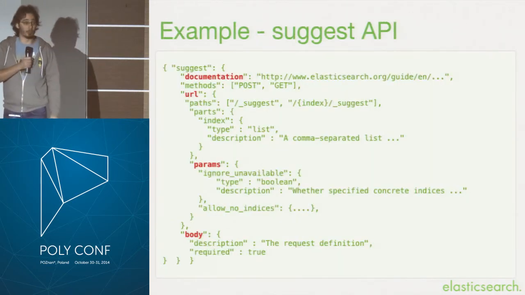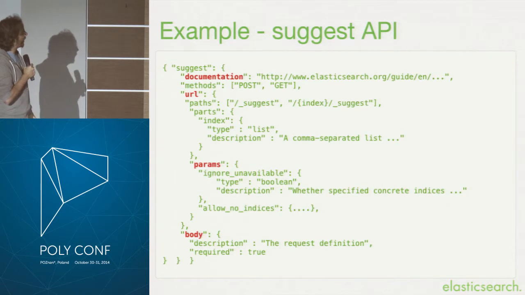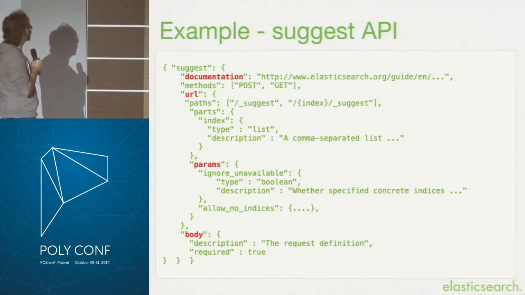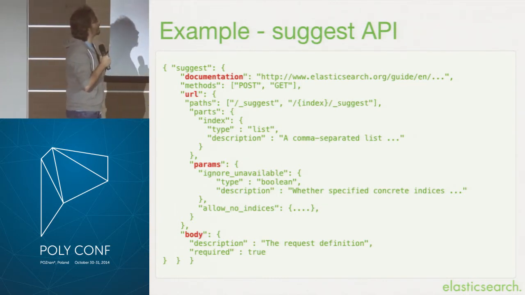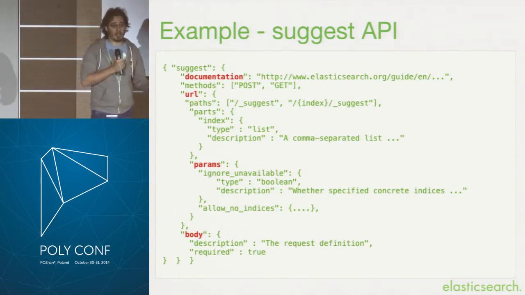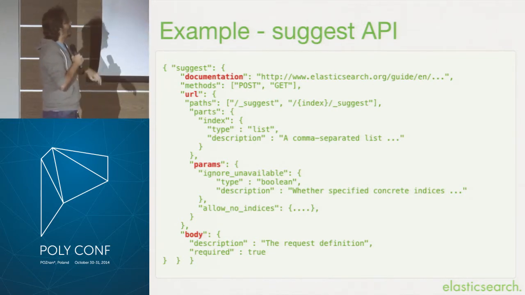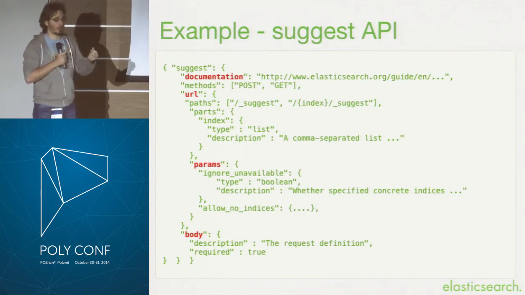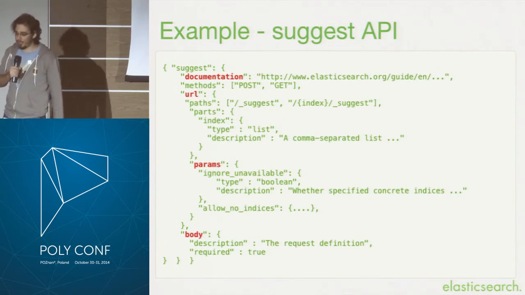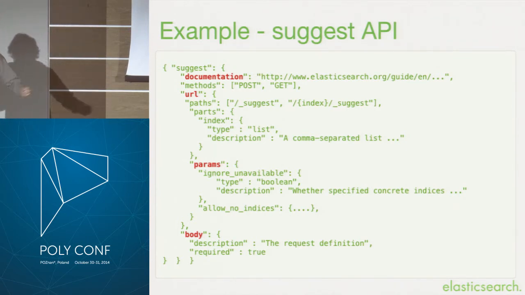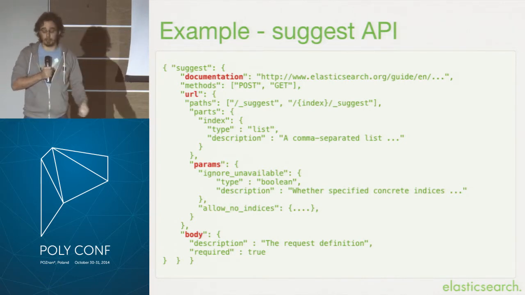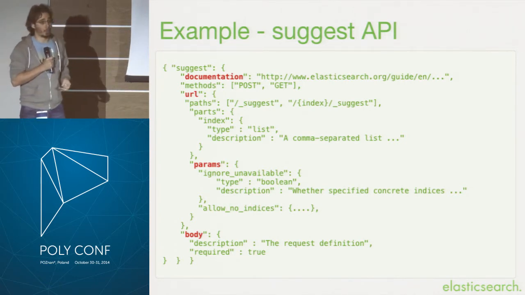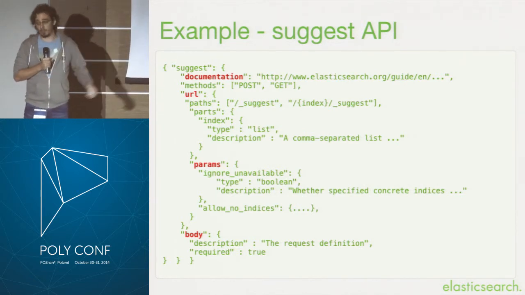And this is how it looked. This is an example of it. And don't worry, you don't have to read it all. Just the important parts that we have: a link to the documentation, the different HTTP methods that this API can use, the different URL paths, including the description of the dynamic parts in it, the different query parameters, and finally the description of the body and whether it's required or not. So this is something that's fairly easy to read once you get used to the format, and it's definitely super easy to parse and take this and run with it.